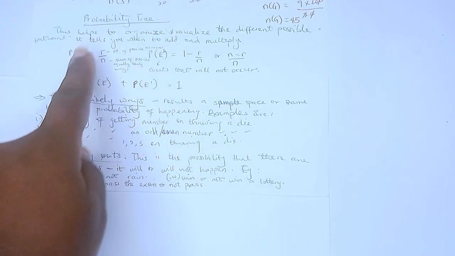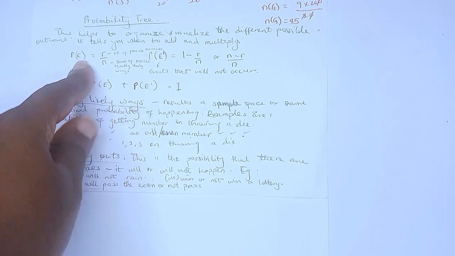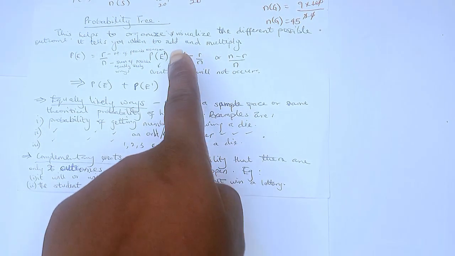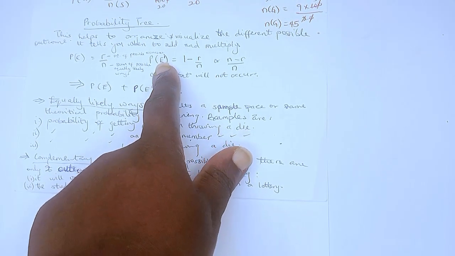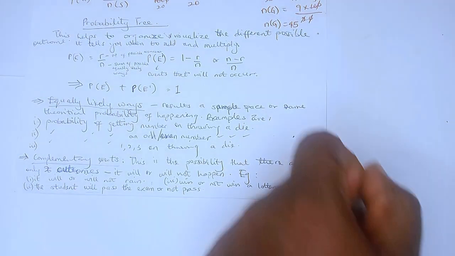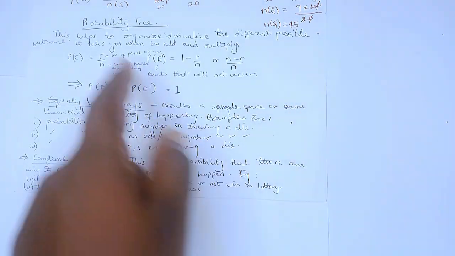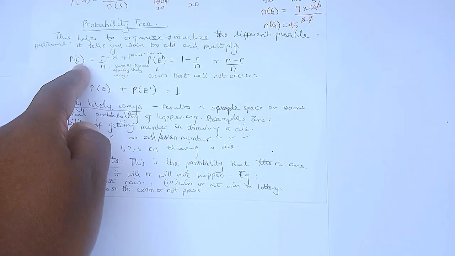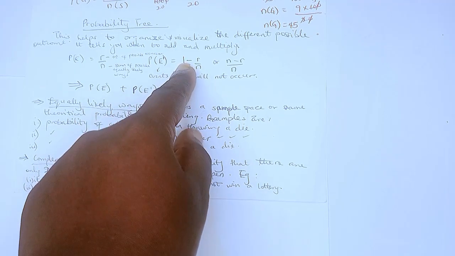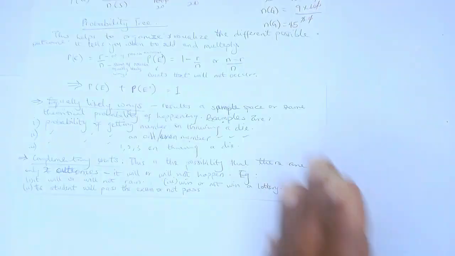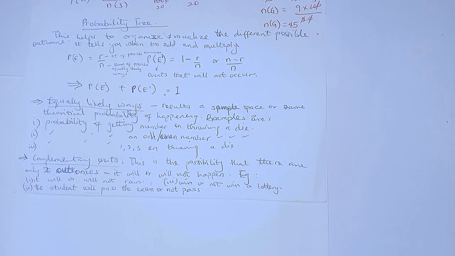Now, when it's going to happen, we're talking about probability of E, but when it's not going to happen, we're talking about probability of E prime. What that means is that you'll be subtracting the probability of that event happening from the whole, 1. So whatever is given to you, once you subtract it from 1, that gives you the probability of that event not happening.